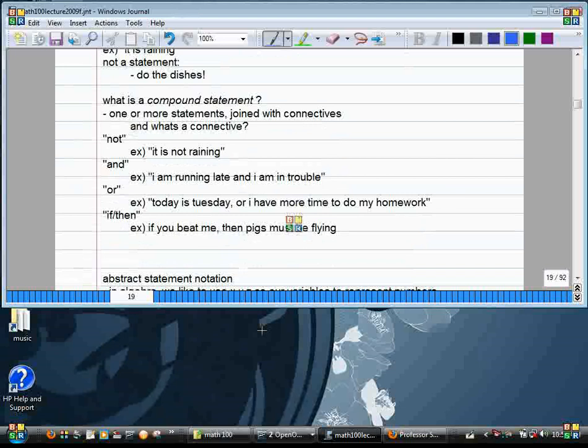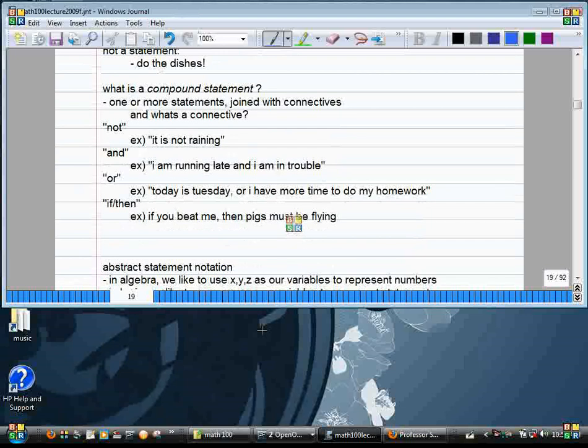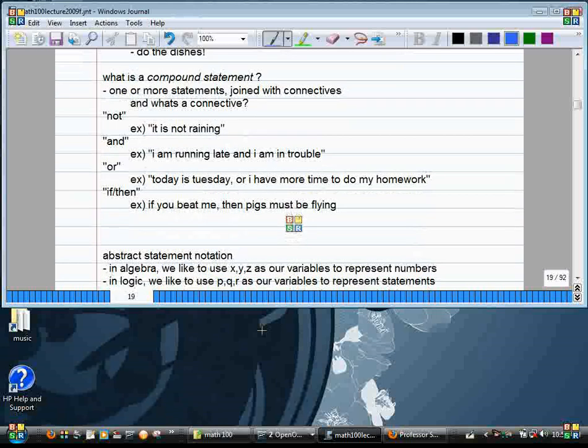So now, as a way of introducing you to the notation, I want to remind you that in algebra, we use x, y, and z as variables that represent numbers. We're going to do the same sort of thing in logic. In logic, we use p, q, and r as variables to represent statements. Now, in algebra, do you have to use x, y, or z? Can you use something else? You can. We just usually do. Same thing in logic. We usually use p, q, and r. Can you use anything you want? Sure.